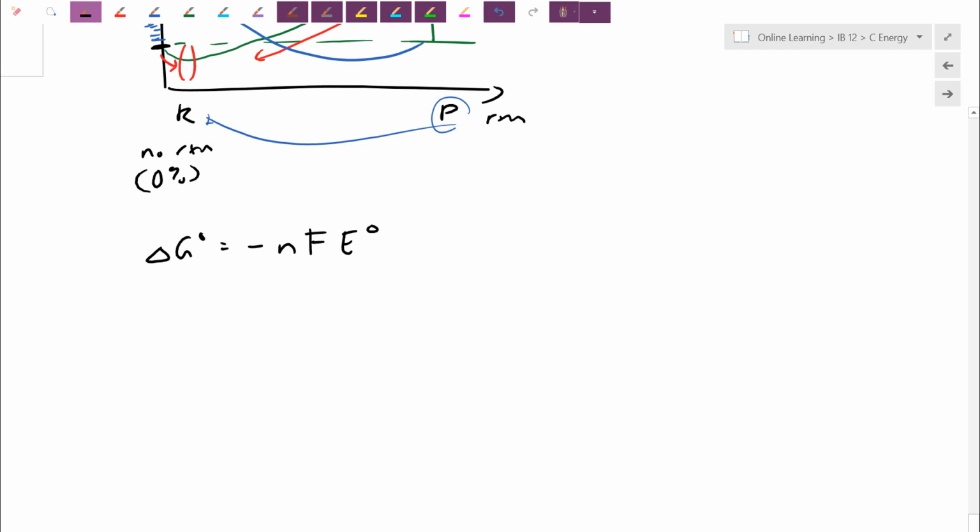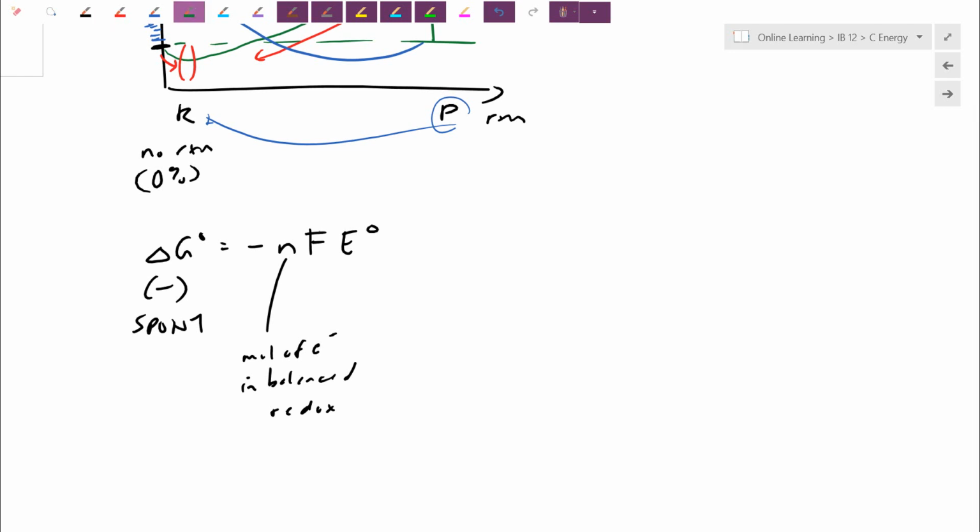So for example, if I want delta G to be negative, that's spontaneous, that's when my battery works. The n is going to be moles of electrons in your balanced redox equation. So there is a little bit of balancing there for you. F is called Faraday's constant. Faraday's constant, we usually just round it to 96500. That's going to be charge per mole of electrons.